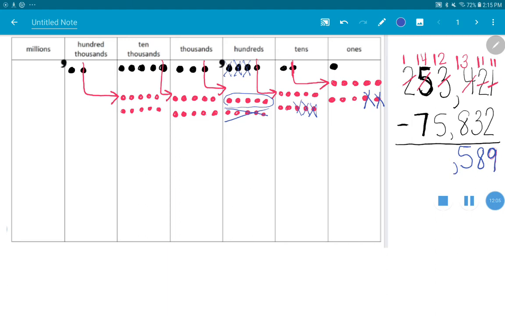Okay. Then we go to our thousands. We have 12 minus 5. Again, I can just cross out one of those rows. And that leaves me with 7. In my 10,000s, I have 14. And I need to take 7 away. There's 5, 6, 7. And that leaves me with 7. And I don't have any 100,000s to take away, so I would have 1. My answer is 177,589.